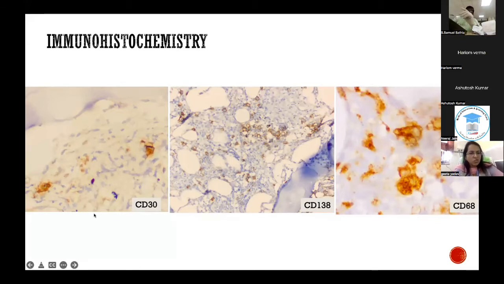So this case was Hodgkin's. These were RS cells which were seen in the bone marrow biopsy. The aspirate was diluted. Similarly, IHC do help. IHC do help in cases of bone marrow biopsy when the aspirate is diluted.